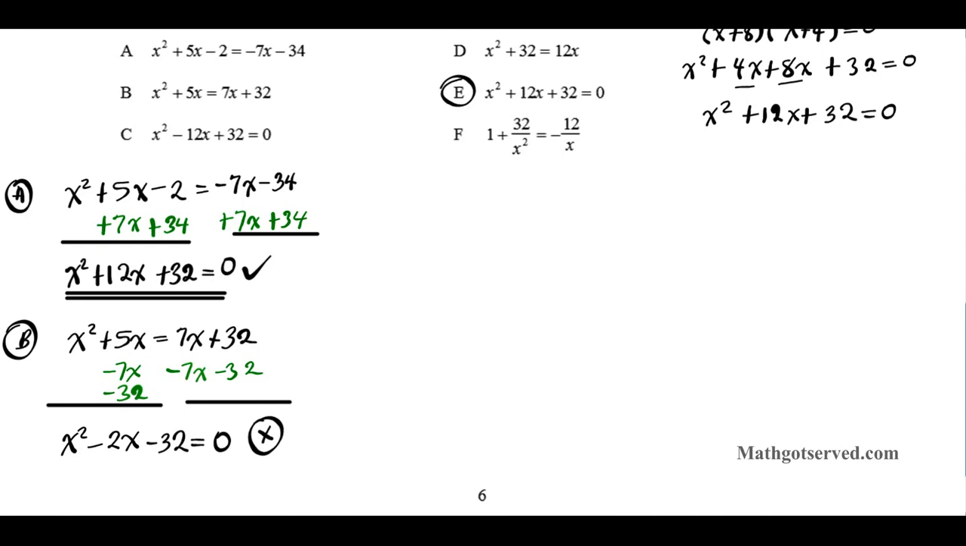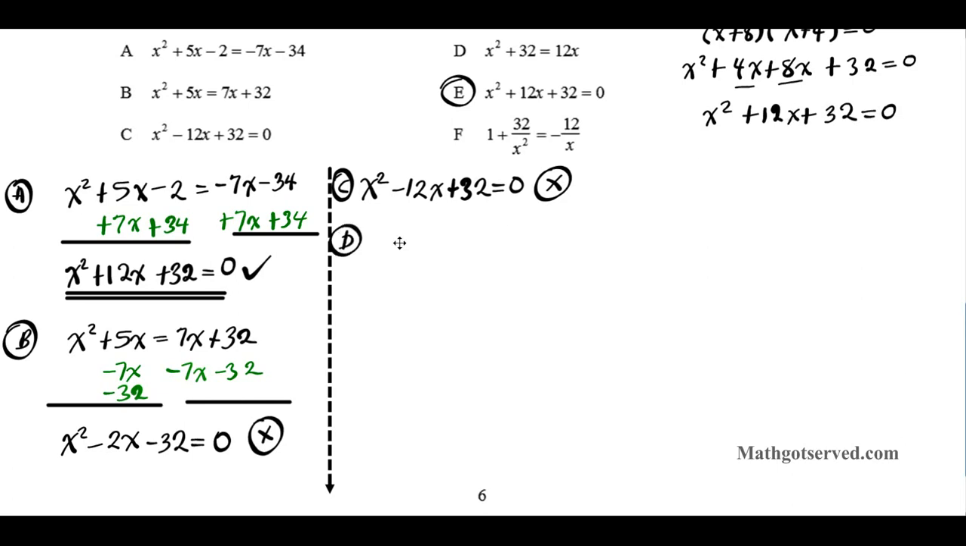Now let's shift our attention to option letter C. Option letter C is already in standard form. Let's go ahead and write it down again. We have x squared, so this is option C. We have x squared minus 12x plus 32 equals 0. Does this match with this? Absolutely not, because the 12 is negative and here is positive.